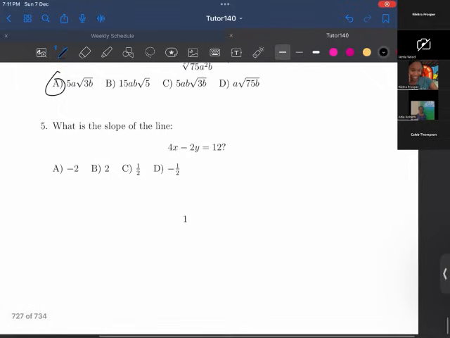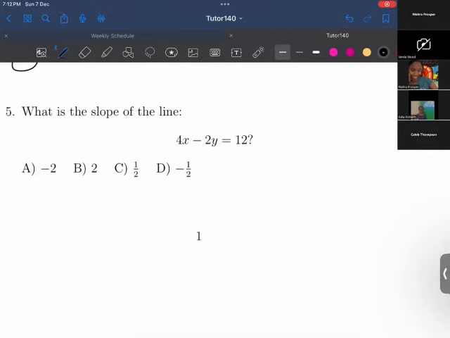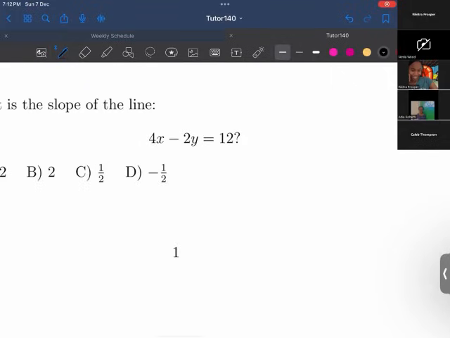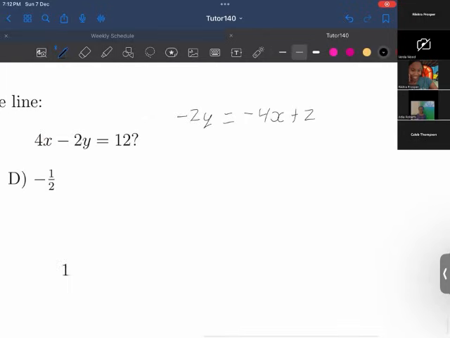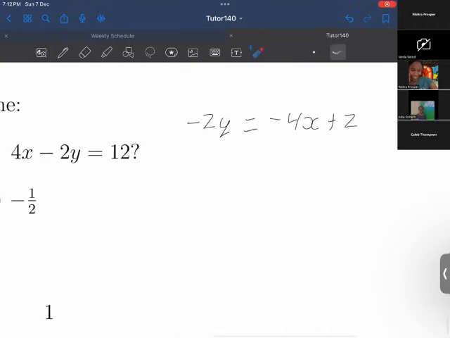So what is the slope of the line? 4x minus 2y equals 12. So we want to put this in slope-intercept form. So we want to solve for y. To do that, we're going to transpose first and send the 4x over. So we'd have negative 2y equals, when we send this 4x over, it's going to become negative 4x plus 12, right? Now we want to divide both sides by negative 2 to get rid of this negative 2, because we want to solve for y.